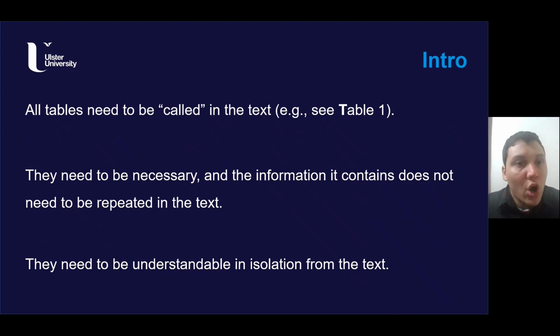Some important information. All tables need to be called in the text. So there can be no table in your manuscript that you don't refer to in your text. All tables need to be called in the text. That's called call out. To call out a table, you need to refer to the table using the table number. And in doing so, you have to capitalize the letter T in table. So every time you refer to a numbered table in your manuscript, which you have to do at some point in the text, you have to write table with a capital T and the number of the table.